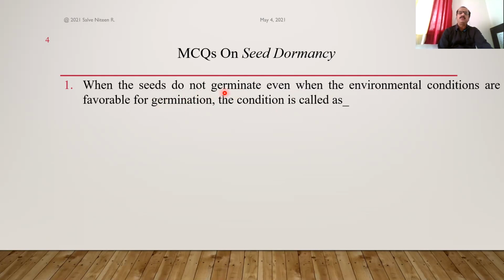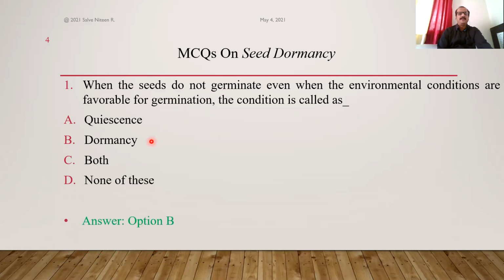But in that case also, if seeds do not germinate, the phenomenon or the condition is called dormancy. So B is the answer here. When the seeds do not germinate, even under conditions favorable for germination, it is called dormancy. You may think, why? If the environmental conditions are favorable for germination, why do seeds not germinate? Why do they show dormancy? Why do seeds remain dormant?